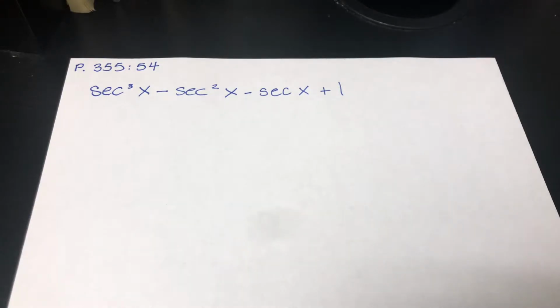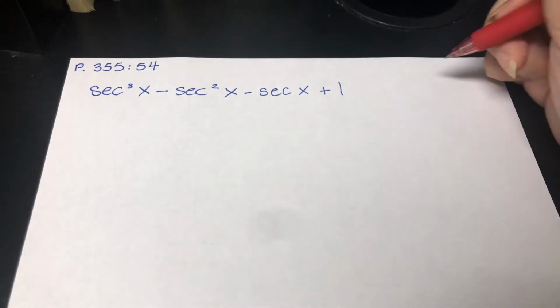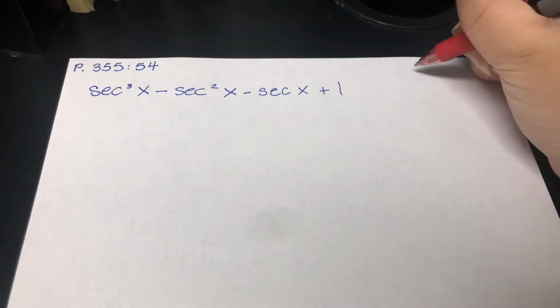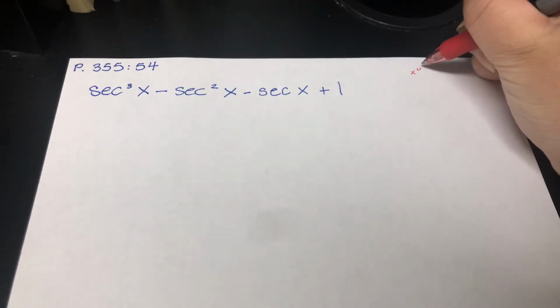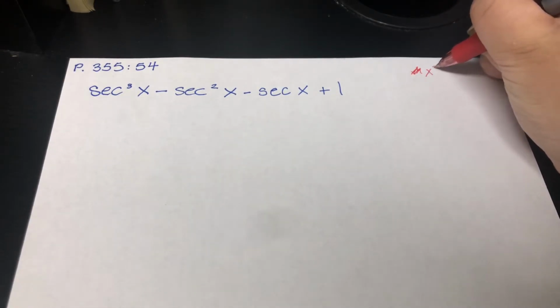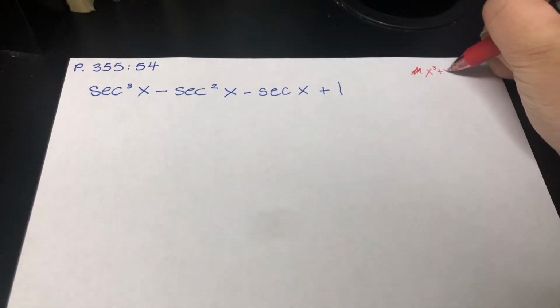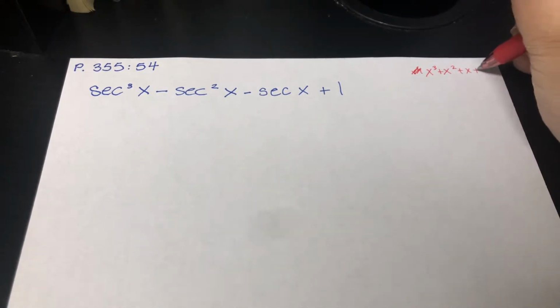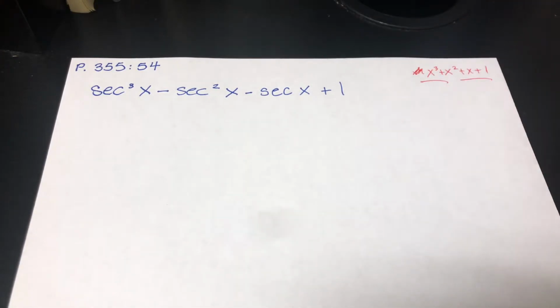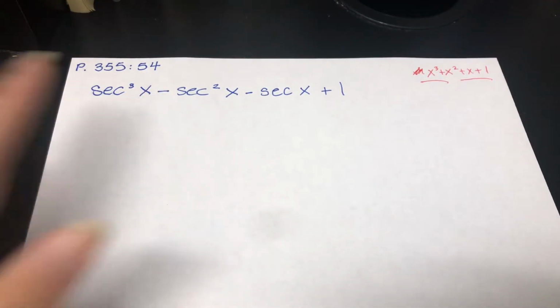So for today's problem, we'll be finding how to simplify secant cubed minus secant squared minus secant plus 1. At first it may look overwhelming, but if you look at it from a variable perspective, you can see that it's almost similar to what we've done before, where we grouped, when it came to problems like this, where we just group together.